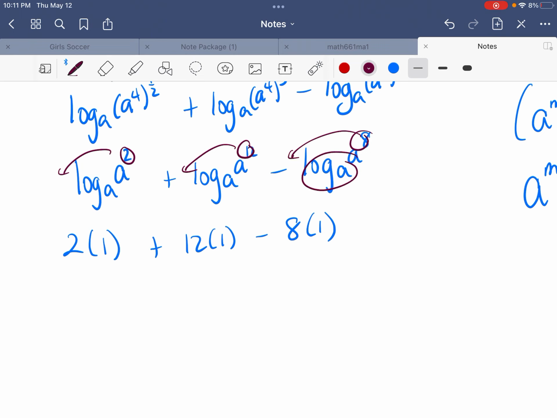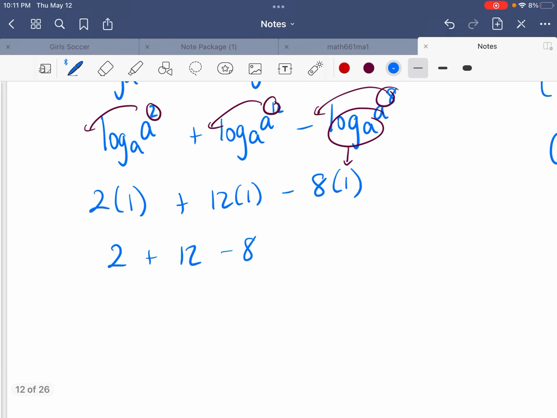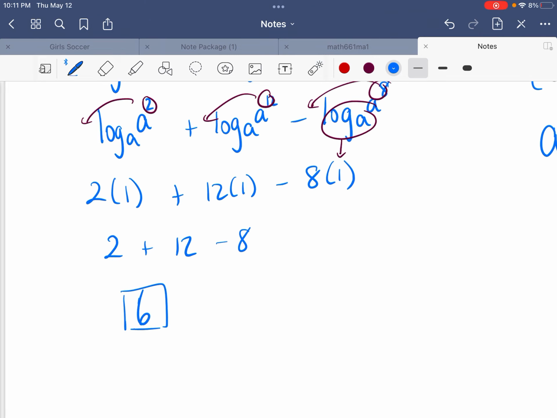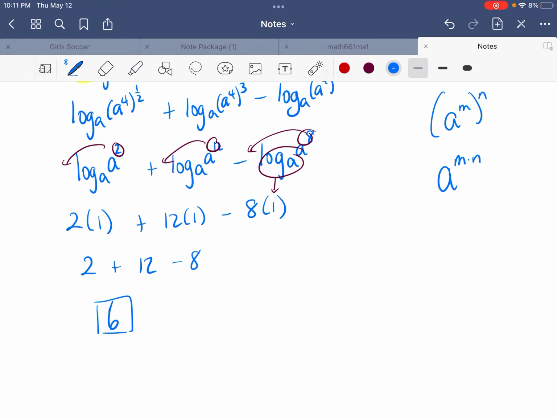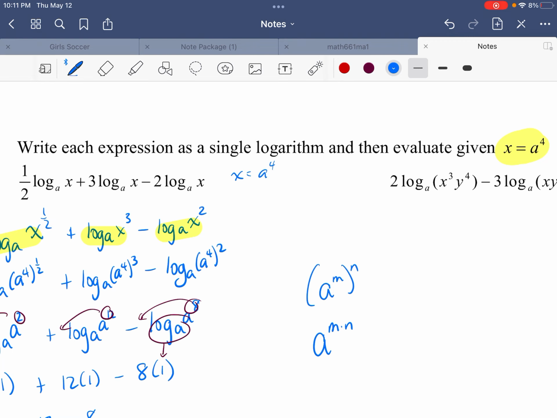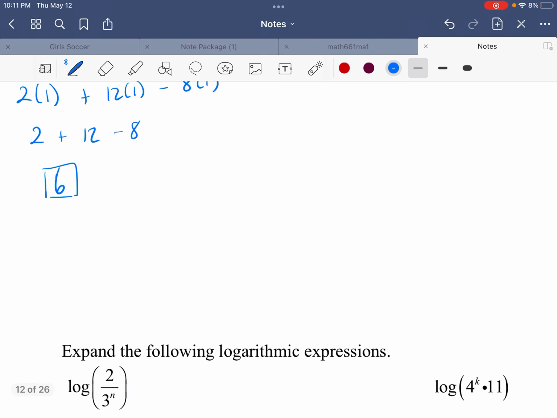And log base a of a in each case equals 1. So this simplifies to 2 plus 12 minus 8. So 14 minus 8 gives me 6. Okay. I suppose you could have done the substitution at the beginning and just substitute in a^4 right away. There's multiple ways to solve these.